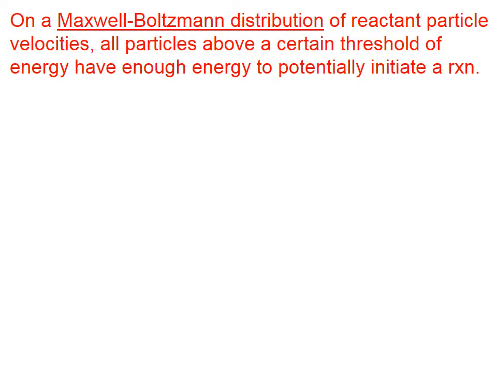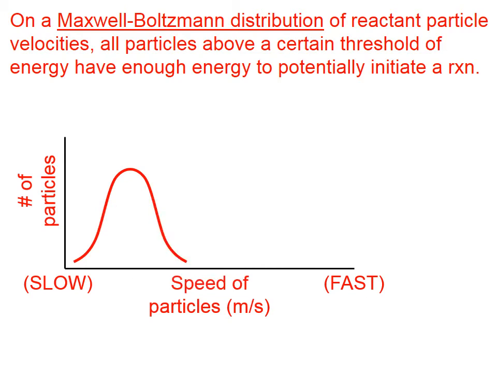On a Maxwell-Boltzmann distribution of reactant particle velocities, all particles above a certain threshold of energy have enough energy to potentially initiate a reaction. A Maxwell-Boltzmann distribution looks like what we see here. You might have seen this if you studied gas laws in earlier studies of chemistry. What we're showing on this distribution is, on the horizontal axis, the speed of the particles, with slow being on the left and fast on the right. And on the vertical axis, we're showing how many particles.